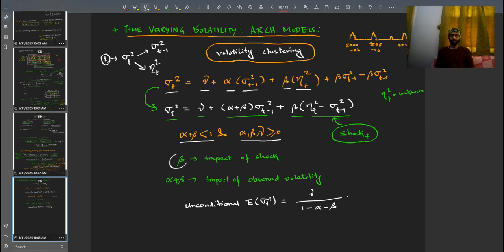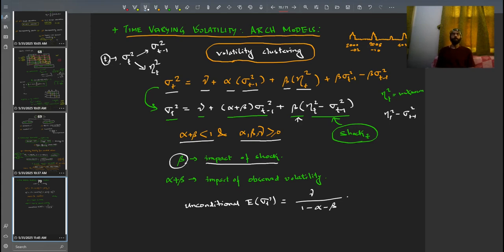What is beta, friends? Beta, subjectively speaking, is the impact of the shock. Beta is the impact of the shock or the sensitivity or the intensity of the shock. Shock is what? The extra amount, that is eta square minus the variance at t minus 1, right? Known amount was already the t minus 1 variance. The extra amount is the shock. So beta is basically quantifying the impact of that shock or the sensitivity of that shock on the current variance, right?